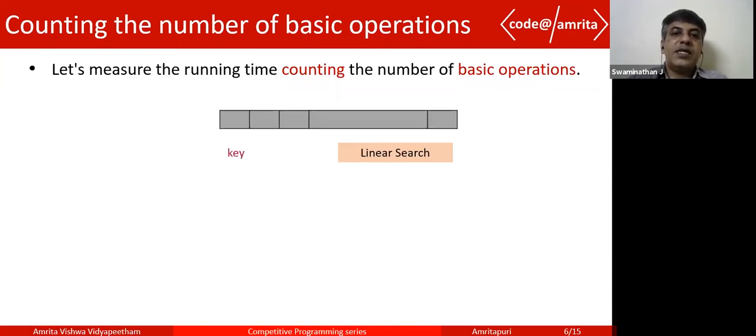So in a linear search problem, what do you have? You're given an array or a list, and you are also given a key. You are looking for the key in this particular array. That means you're searching for the key in this array. So basically asking, does this element exist in the array? That is what you are looking for.